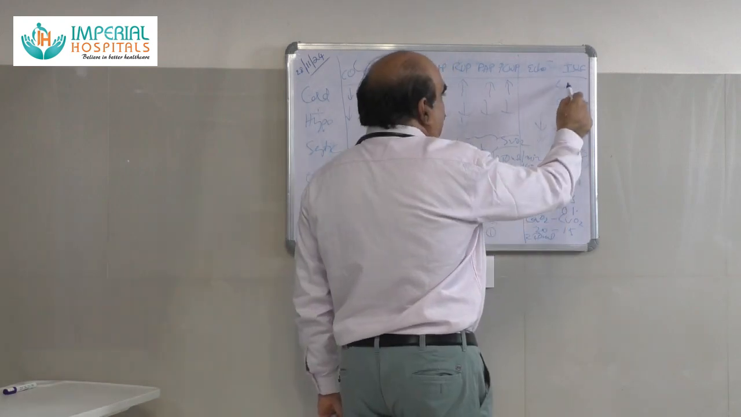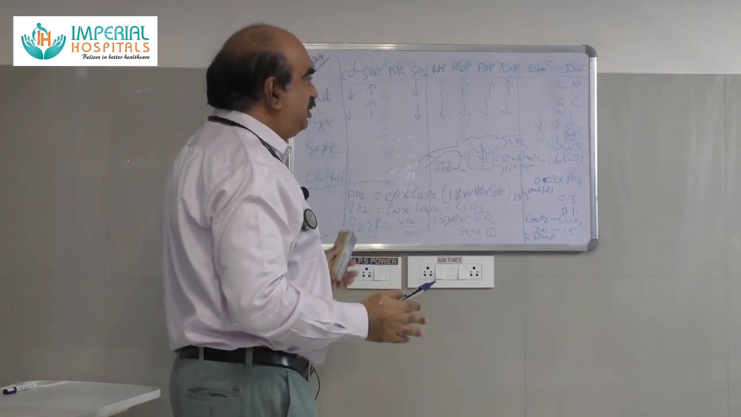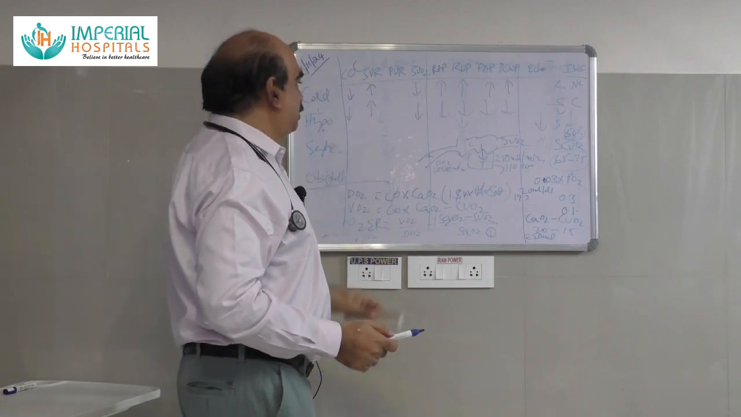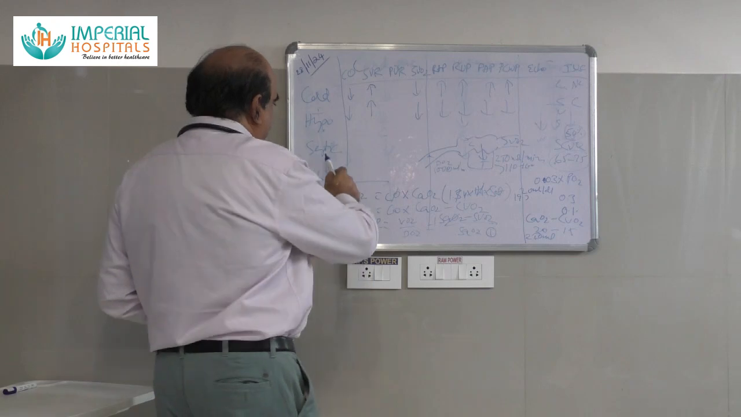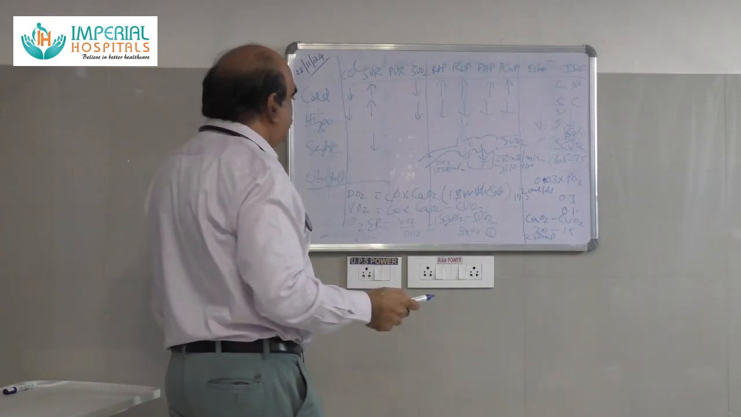In cardiogenic shock, the IVC shows dilatation, large and non-collapsible. In hypovolemic shock, small and collapsible. So coming to septic shock. Septic shock, always start with SVR. SVR is low. Systemic vascular resistance is low.